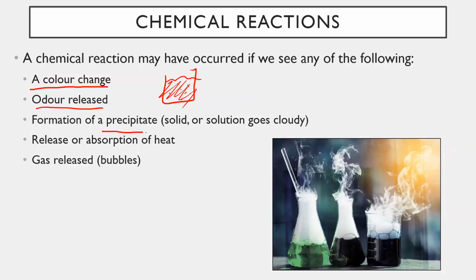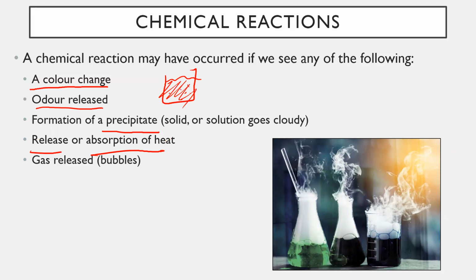Formation of a precipitate. A precipitate is a solid, or when the solution goes cloudy. That's another way of saying, yeah, it probably was a chemical reaction. So if you mix two things together and a solid chunk formed after that, probably a chemical reaction occurred. A release or an absorption of heat is a very good indication that a chemical reaction occurred. If you mix two things together and all of a sudden it's warm, yeah, a chemical reaction probably occurred.